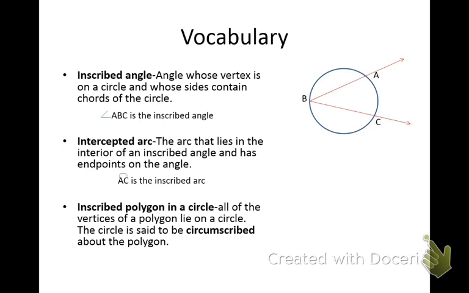Inscribed polygon in a circle. All of that would look like something like this. All of the vertices of the polygon lie on the circle. So this is a pentagon. This pentagon is inscribed in the circle because all its vertices touch the circle. The circle is said to be circumscribed about the polygon. So the polygon is inscribed in the circle, and the circle circumscribes the polygon.